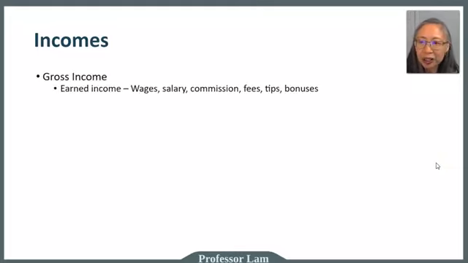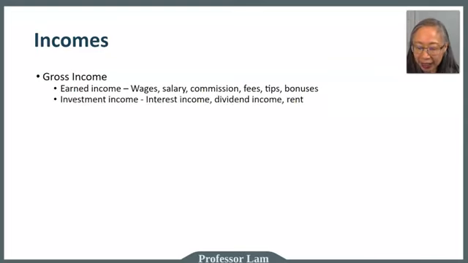First, there are different types of gross income. Earned income is anything that you receive: wages, commissions, fees, tips, bonuses. Anything that is paid by an employer is considered earned income. And then there's investment income. This can be interest income from your savings account, dividend income from stocks or mutual funds, rent from a rental property, or dividends from a business. So if you own a business, the business can pay dividends to you.